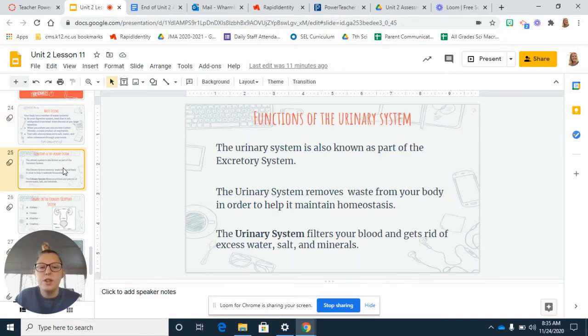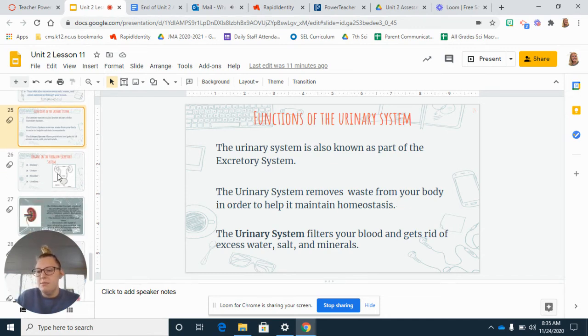So here are some functions of the urinary system. It's also known as part of the excretory system. The urinary system removes the waste from your body in order to help maintain homeostasis. Remember that big word, homeostasis, here means that our body is all good. We always want to stay at homeostasis. That means our body is good to go. The urinary system filters your blood and gets rid of excess water, salt, and minerals.